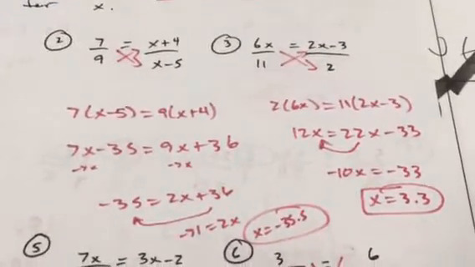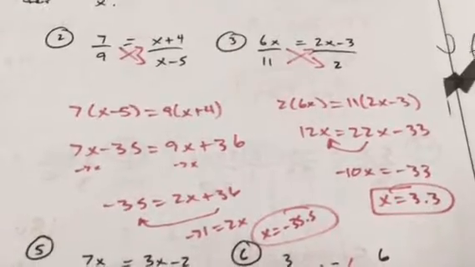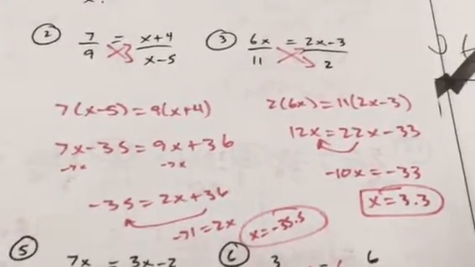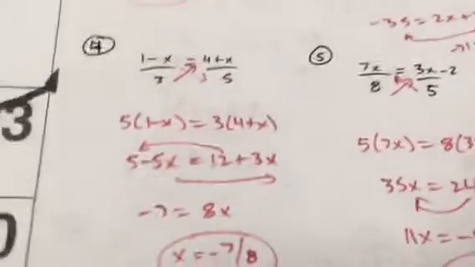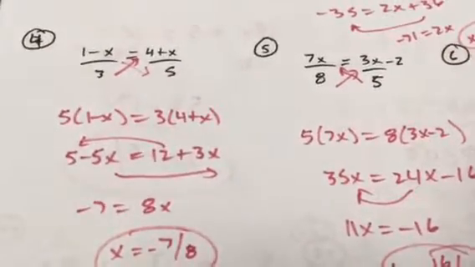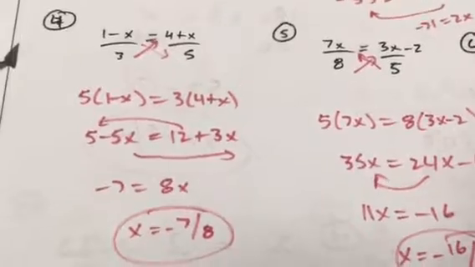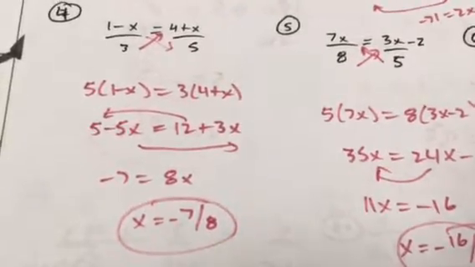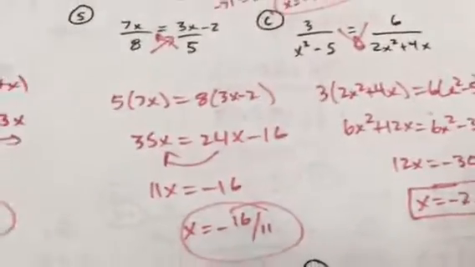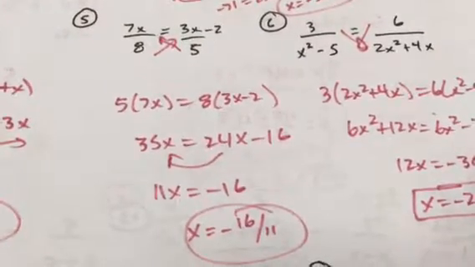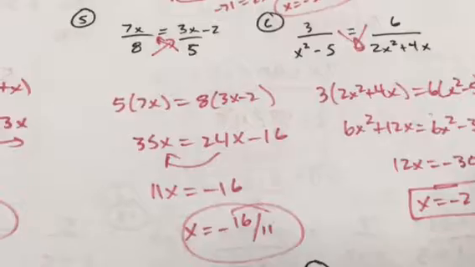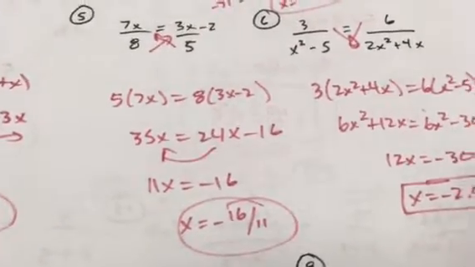Number 3. 2 times 6x is equal to 11 times the quantity 2x minus 3, and solve it as such. You get 3.3. On number 4, you're going to have 5 times the quantity 1 minus x equals 3 times the quantity 4 plus x. That's what you get. 5, you're going to have 5 times 7x equals 8 times the quantity 3x minus 2. There's the answer you get.